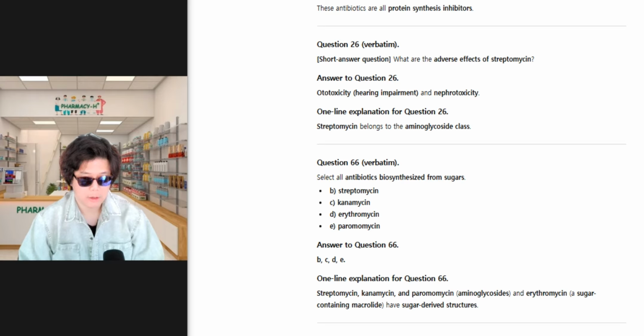Question. Select all antibiotics biosynthesized from sugars. Answer. Streptomycin, kanamycin, erythromycin, and paromomycin. Explanation. Streptomycin, kanamycin, and paromomycin, which are aminoglycosides, and erythromycin, a sugar-containing macrolide, have sugar-derived structures.